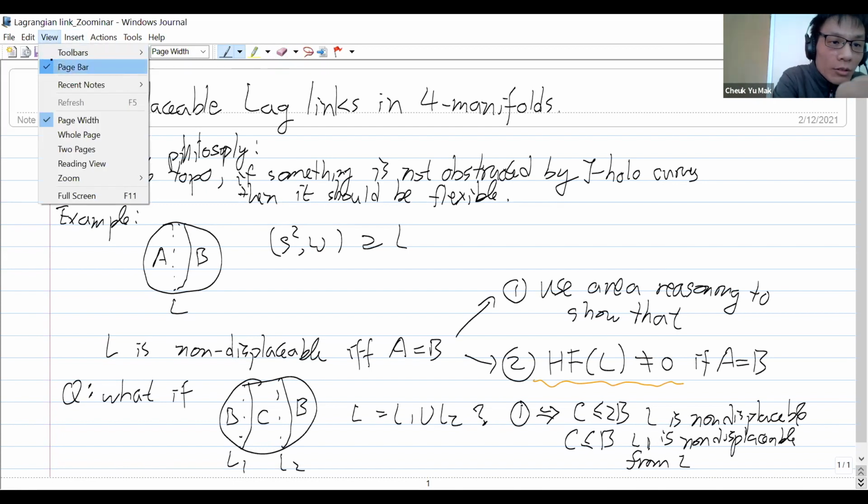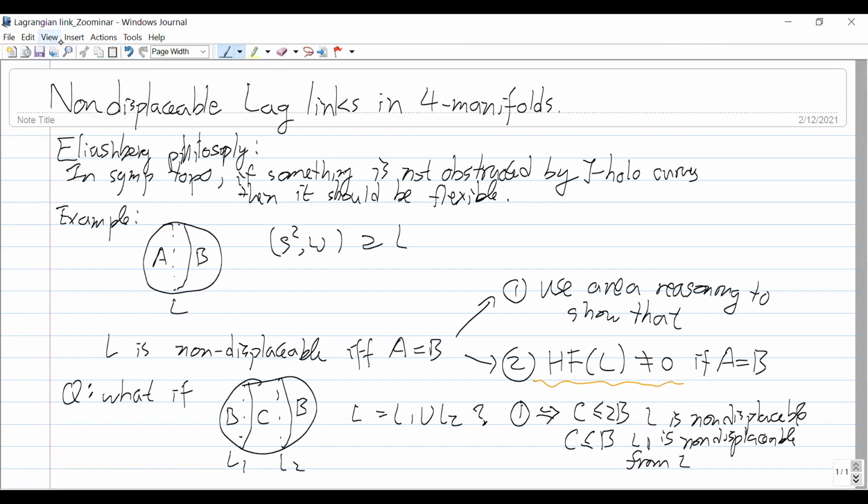I don't want the page bar. Okay. Yeah. How did it go? I think no one understood anything. Oh no, why? Just because I was a bit ambitious.